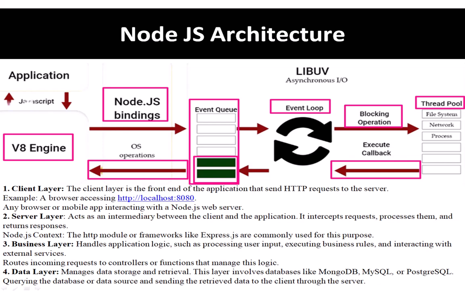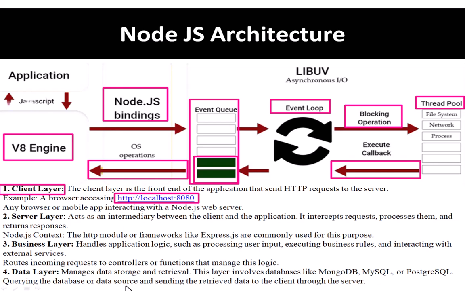The first one is the client layer. In the client layer, the client communicates with the server using an HTTP request. For example, accessing localhost followed by a port number like 8080 or 3030. You can use any browser in order to interact with the Node.js web server.